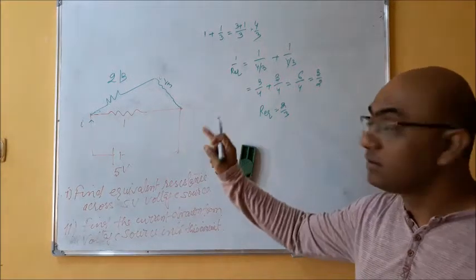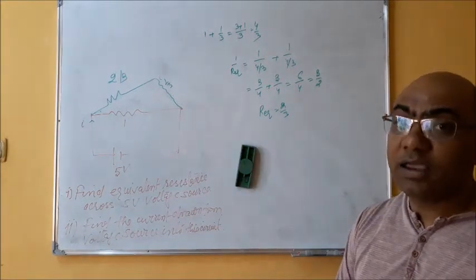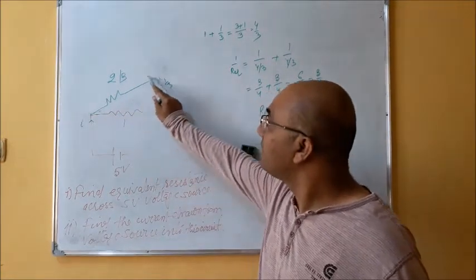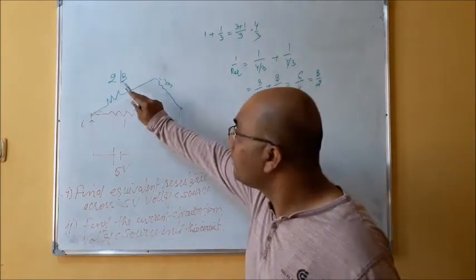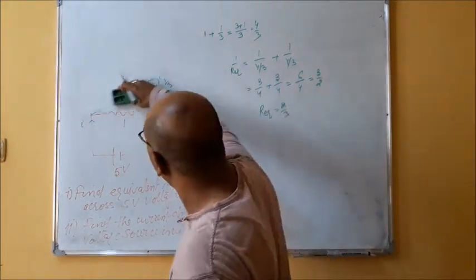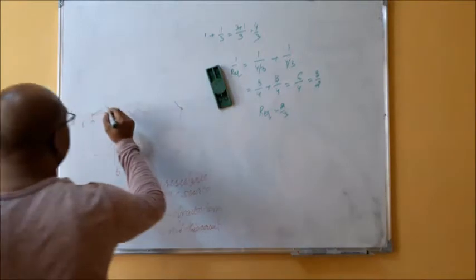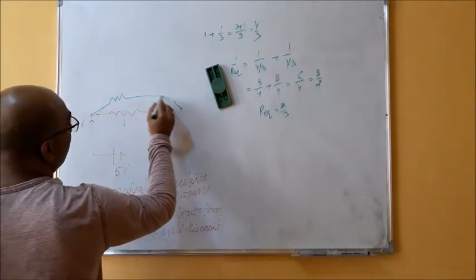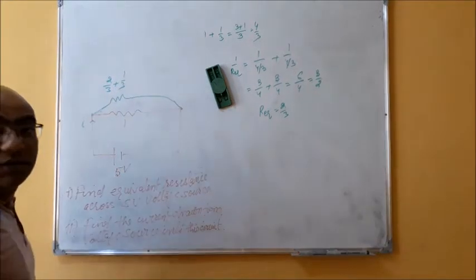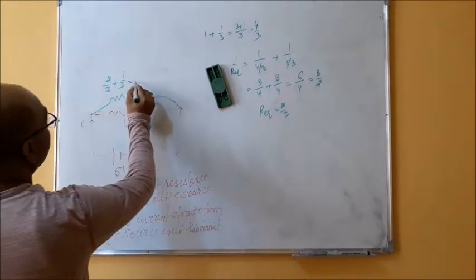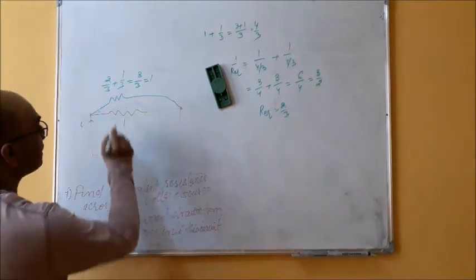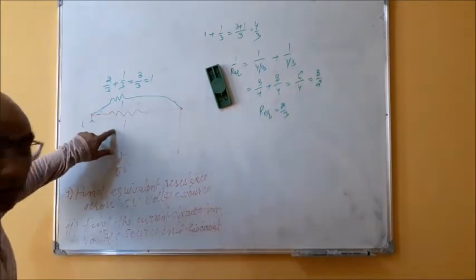Now you see again, this 2 by 3 and 1 by 3 have the same current, which is going here, and the same current will go in 1 by 3. So 2 by 3 and 1 by 3 again are in series. So what I can do again? 2 by 3 plus 1 by 3, both are in series. So what will come? This resistance is 1, this is also 1.